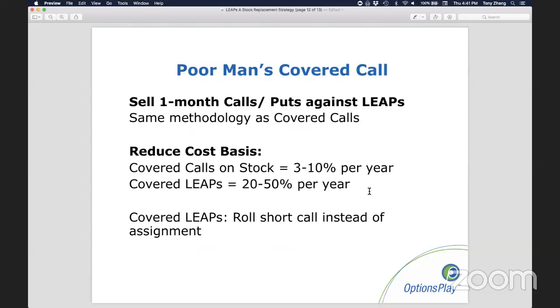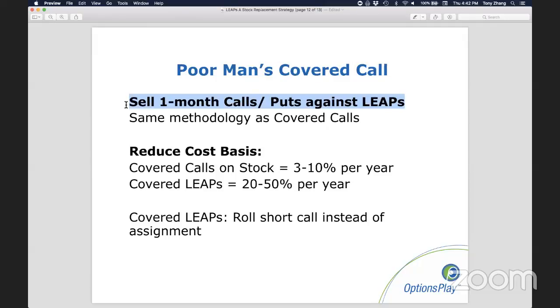So lastly, what I want to cover is once you're long a leap, either a call or a put, you can sell what's called a poor man's covered call. This is really the exact same mechanics as a covered call. However, the goal here is to sell 1 month or short dated calls and puts against the leap that you own. And the reason you want to do that is the same reason you sell covered calls. You want to generate income and you want to reduce the cost basis of the long stock.